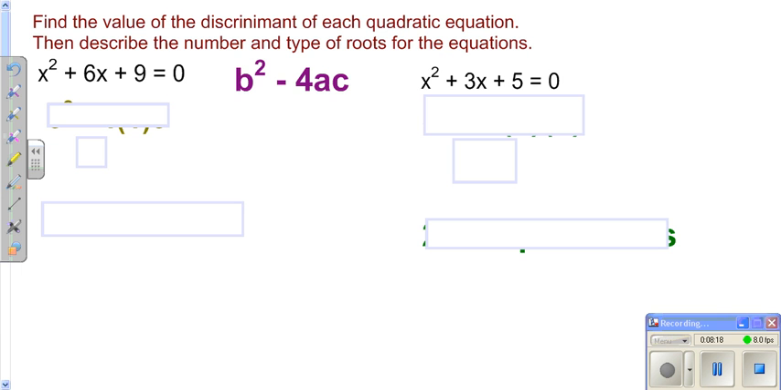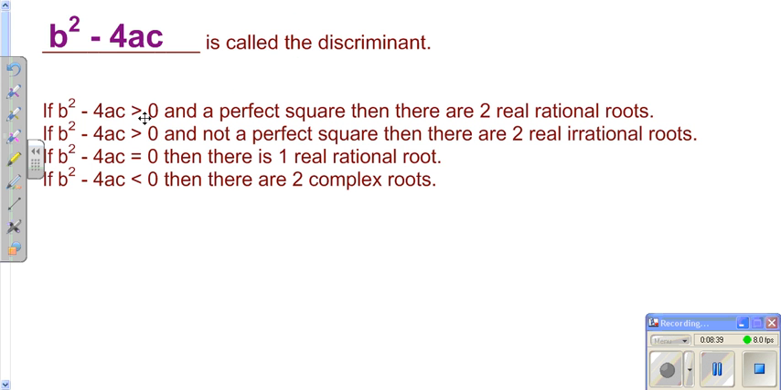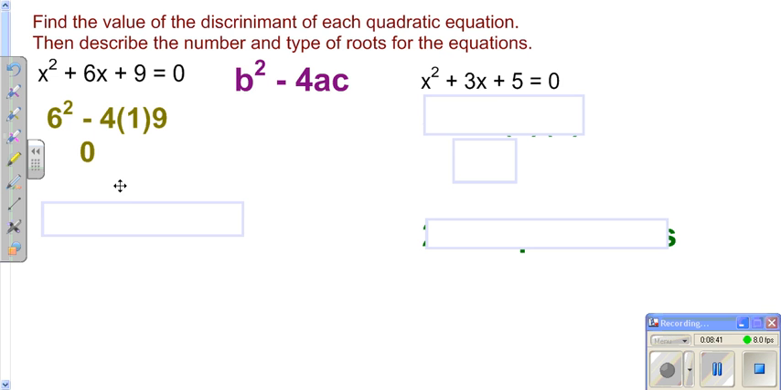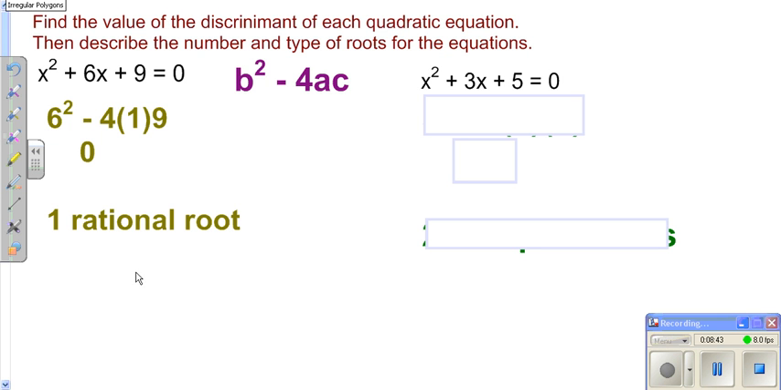So, what kind of roots are we going to have here? First of all, you want to find your discriminant, which is the b squared minus 4ac. It does not include the square root. Your b is your 6, your c is your 9, your a is your 1. Plugging it into your discriminant part right here gives us 0. Now, based on the last slide, when your discriminant is 0, which is the third one down, it's 1 rational root. So that's what we're going to put down.